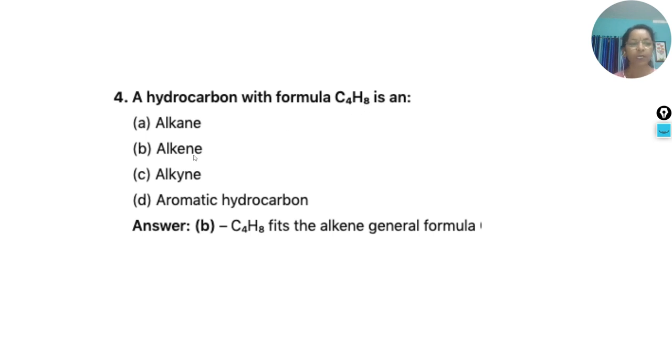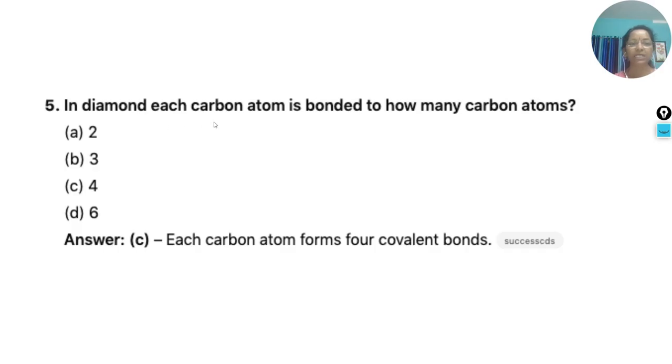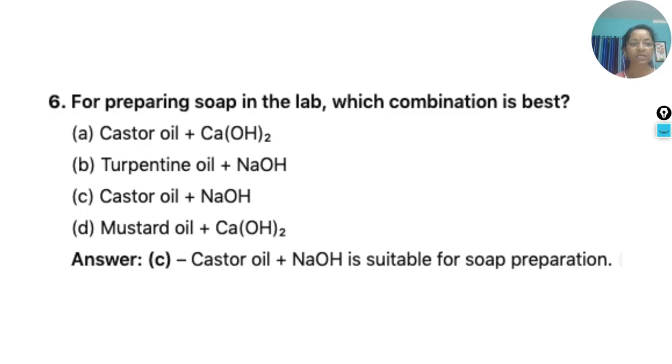Okay. Number 5, in a diamond, each carbon atom is bonded to how many carbon atoms? Each carbon we learned is bonded to 4 other carbon atoms. Okay. Number 6, for preparing soap in the lab, which combination is best? For preparation of soap, we need vegetable oil and NaOH. So here we can write castor oil and NaOH is the best option. Vegetable oil and sodium hydroxide.